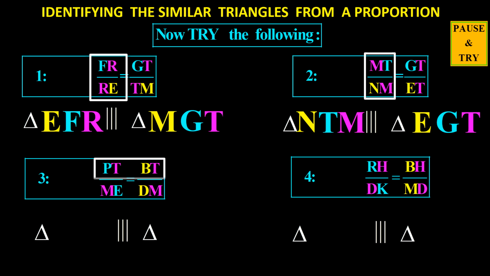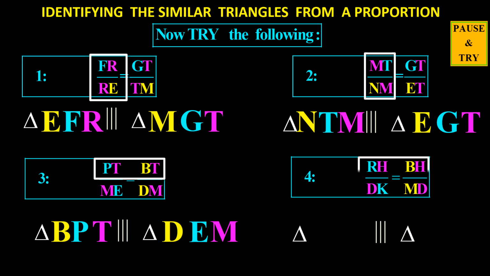Okay, let's look at the next one. Here we see that we can't form them PT over ME, but I can take them horizontally. Okay, so there I have PTB, so opposite PT, I have a B. Opposite BT, I have a P. And then the third letter is a T. MED, opposite ME, I need a D. And opposite DM, I need a E. And then I need a M, right?